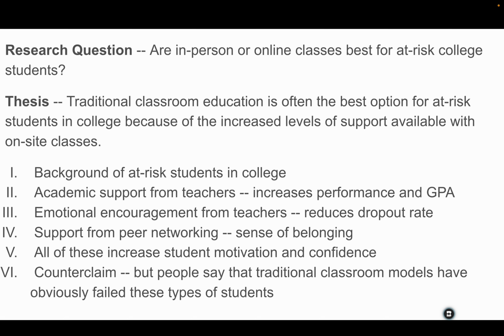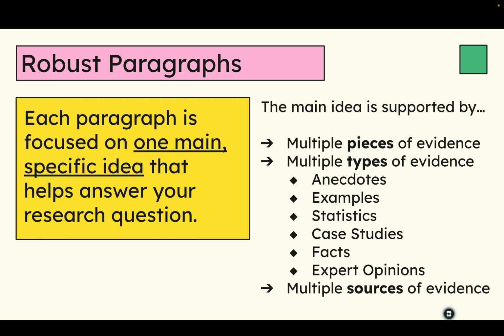So we're thinking about moving from that outline into paragraphing, fleshing out these ideas with our own explanation, our own quotations from sources, our own ideas. As we do that, please remember what makes a paragraph robust, especially in a research-based paper. So each paragraph we know is focused on one main specific idea that helps answer your research question. And then after that main idea, we support the main idea with multiple pieces of evidence and multiple types of evidence. And when we are synthesizing sources, multiple sources of evidence.